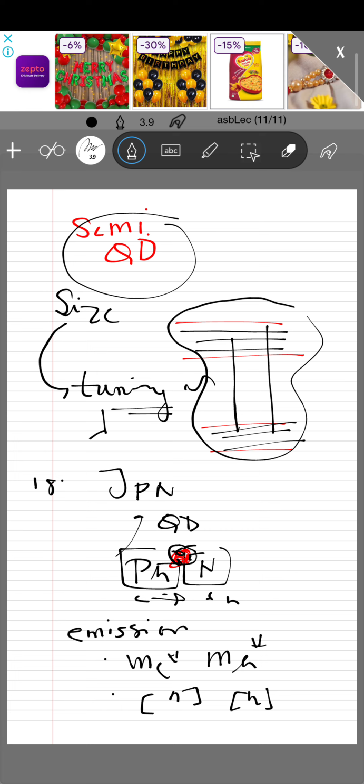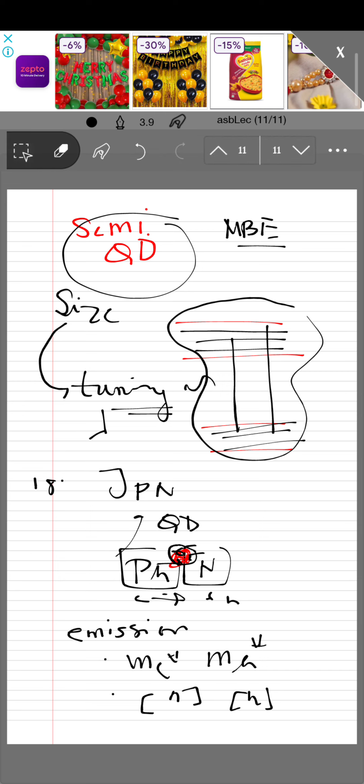Now, molecular beam epitaxy is widely used to deposit these quantum dots, because the shape and the size can be controlled more precisely in the case of molecular beam epitaxy.